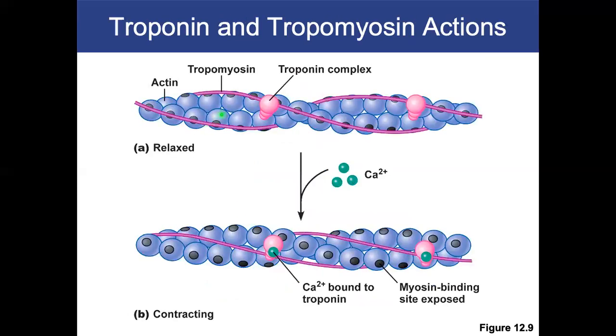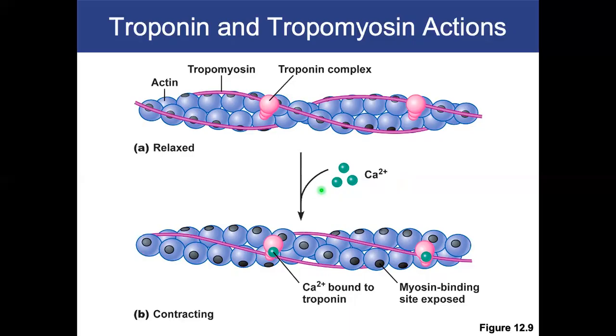Take a look at what happens. So here, the top, A, is in the relaxed state. When the muscle is relaxed, tropomyosin is covering those myosin binding sites, or those active sites, so that myosin can't get to them, right? It looks like licorice, if you will. So licorice is covering those sites so that the myosin head can't bind there, okay? But look at what happens when you add calcium.